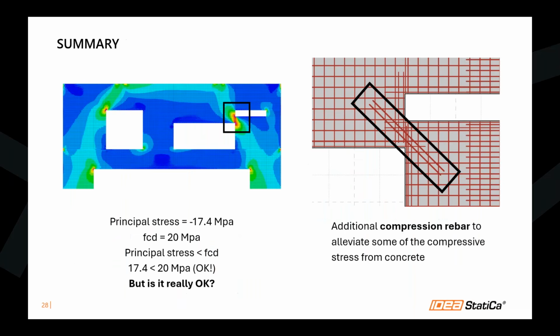So to end, here is a summary of my demonstration just now. Principal stress in global FEA is minus 17.4. fcd is 20 MPa. If you are only looking at the global FEA, it should be okay, right? But is it really okay when we are actually bringing it to our IDEA StatiCa Detail? Well, there's a failure, and we have to add additional compression rebar to take some of the compressive stresses from the concrete into the compression rebar to allow the wall to work.